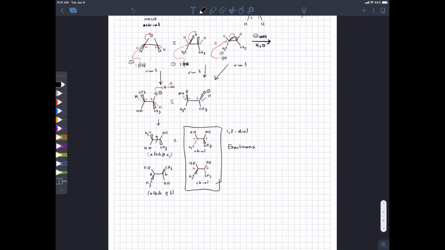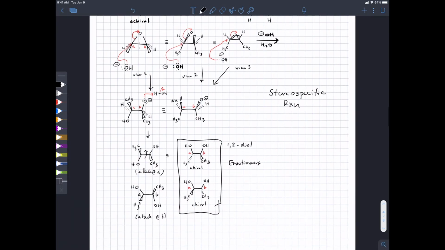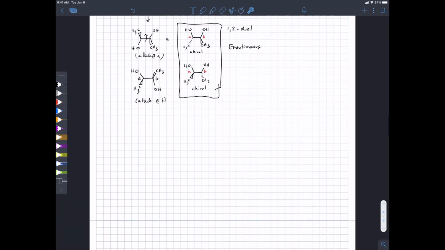So the epoxide opening is an example of a reaction that is what we call stereospecific. This means that stereochemical information in the starting material determines the stereochemical outcome in the products. Notice that we don't get any of the other possible diastereomer from this meso epoxide. You just can't.